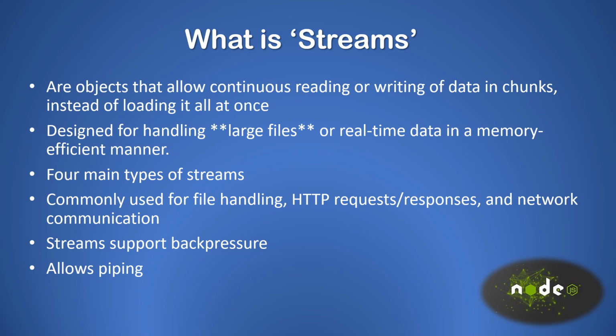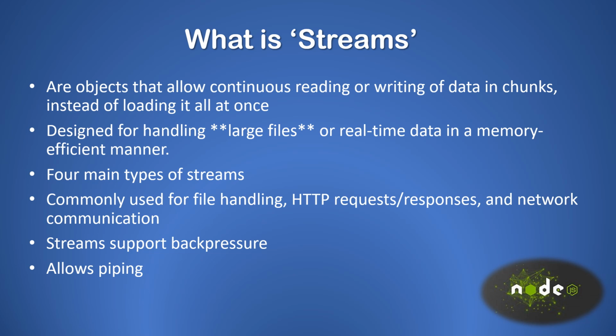There are four main types of streams: readable streams, writable streams, duplex streams, and transform streams. What are readable streams? They are used to read data. Think of reading files from your file system or receiving data from an HTTP request. Writable streams are used to write data, like saving data to a file or sending a response to a client.